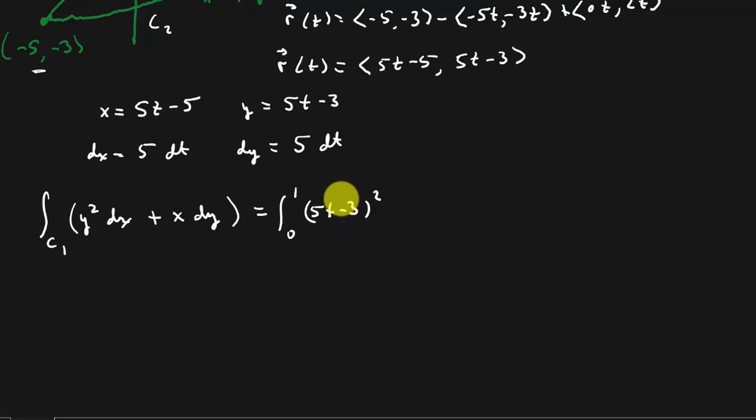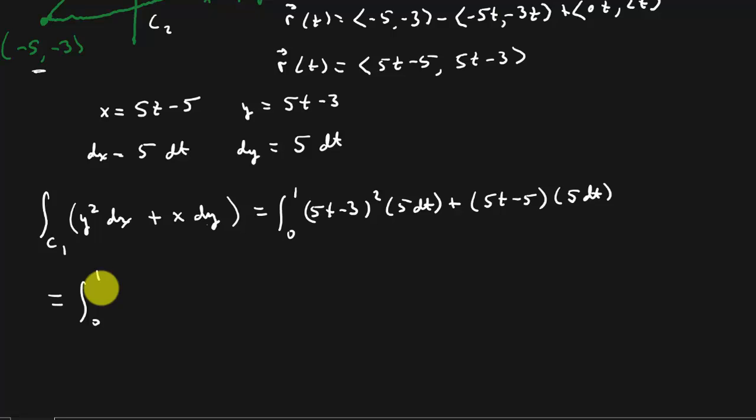Dx, well, what's dx? Dx is 5dt plus x. Well, what's x? That's 5t minus 5 times dy. Well, what's dy? Dy is 5dt. All right. And so this is going to give us 0 to 1.